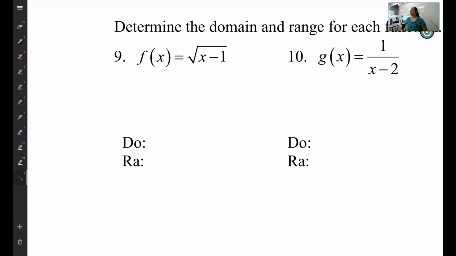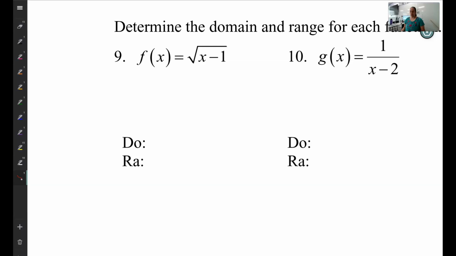Domain and range. Easiest way to do this is by graphing and looking at the graph, but you do have a non-calculator section on the AP test. So if you can't graph, the next easiest way is to think about what x values, or in the case of range, y values, don't make sense. So let's say number 9 is non-graphing.